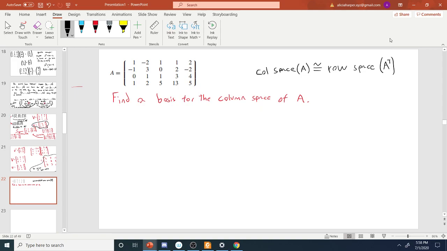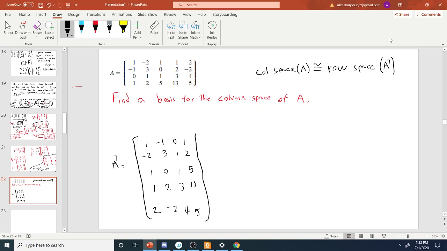So the first thing I'm going to do is compute A transpose. If I do that, I'm going to have 1, -1, 0, 1, -2, 1, 1, 2, 3, 0, 2, -2, 0, 1, 1, 3, 4, 1, 2, 5, 13, 5. So that's A transpose.